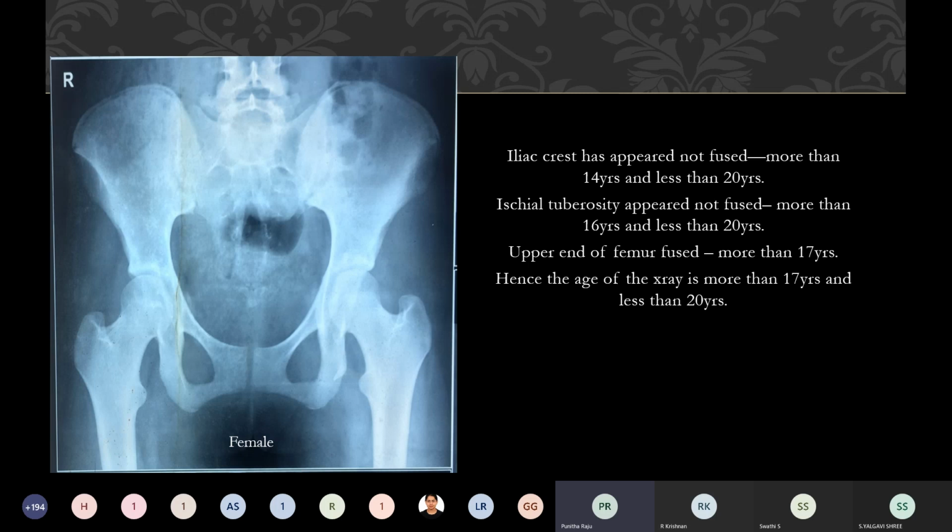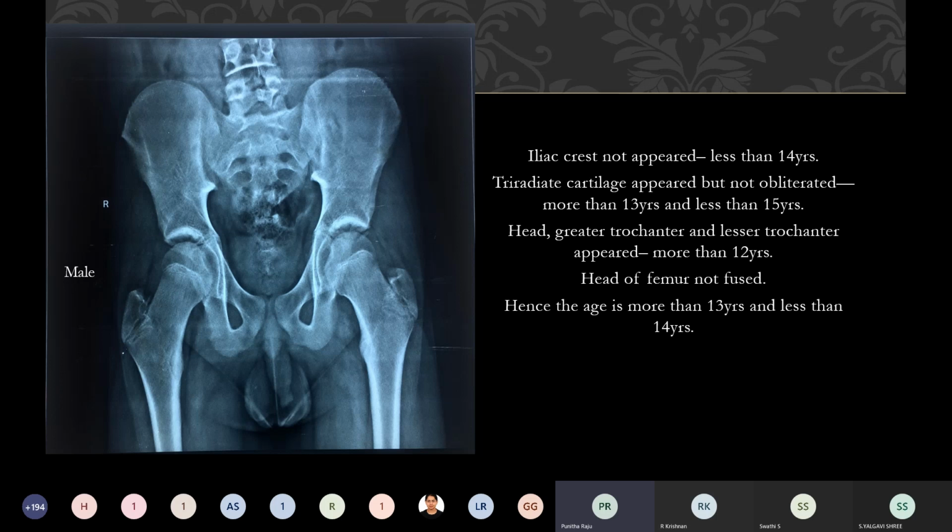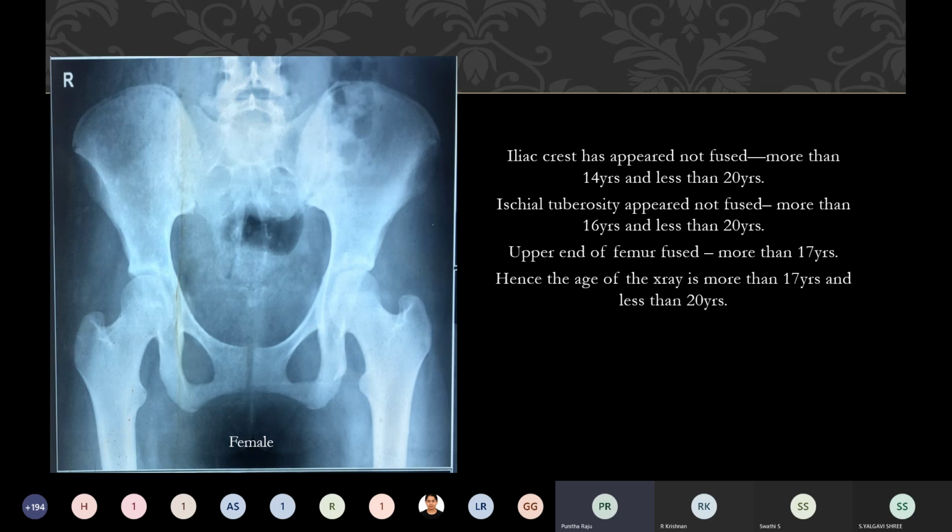Next we see the triradiate cartilage. It is even. When you see the previous X-ray, the triradiate cartilage is a little irregular. You can see some elevation just adjacent to the head of the femur. But in this X-ray, the triradiate cartilage is almost even. So it has appeared and it is fused. When you tell the triradiate cartilage has appeared and fused, the age is more than 15 years with respect to the triradiate cartilage. Next we will go for the head of the femur.